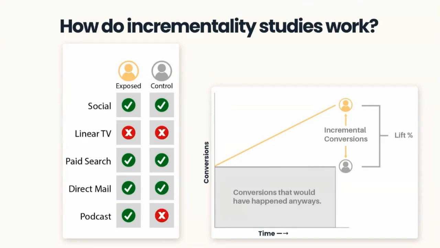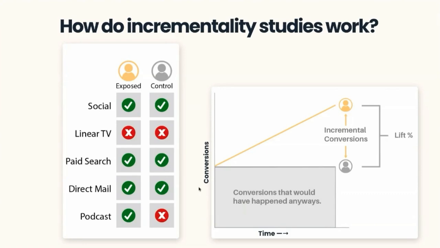So the way that we remove the results from all of those other channels is we build a control group. This control group is designed to look as close or exactly like that exposed group. The only difference between the exposed group and the control group is that the control group was not exposed to this podcast campaign, but the exposed group was. And you can see that being denoted in those two different columns there. Both of these groups, exposed and control, have been exposed to social, linear TV, paid search, and direct mail. The only difference is the podcast.